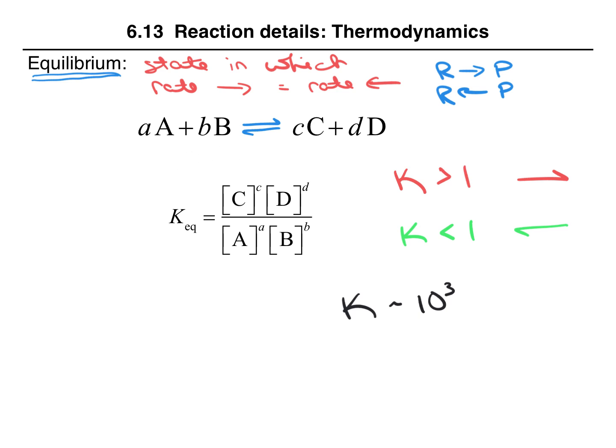Now, at this point, you should be asking why. Why do certain reactions have an equilibrium expression where the equilibrium constant is greater than 1? Why are some less than 1? And this is what we talk about when we're thinking about thermodynamics.